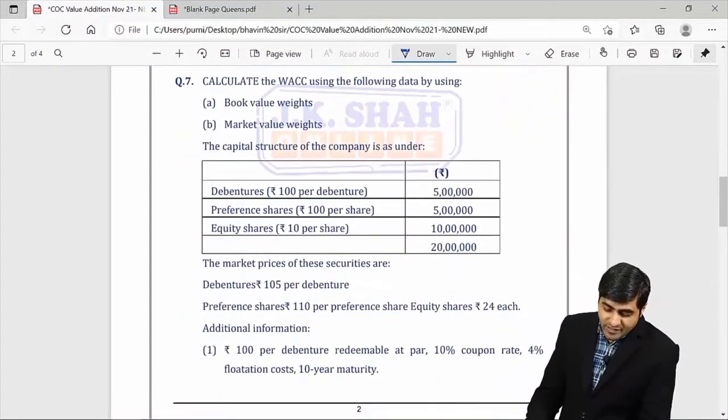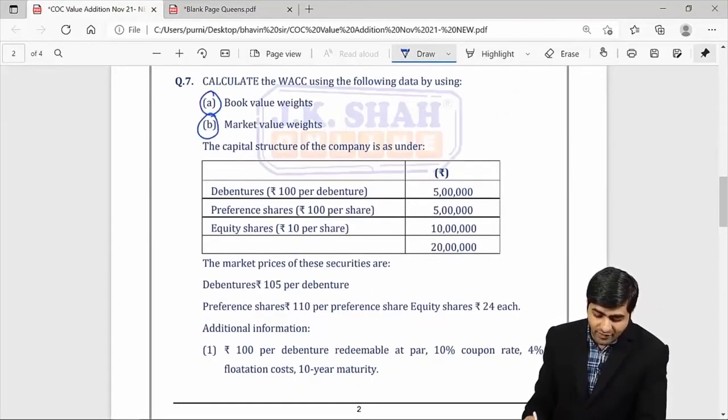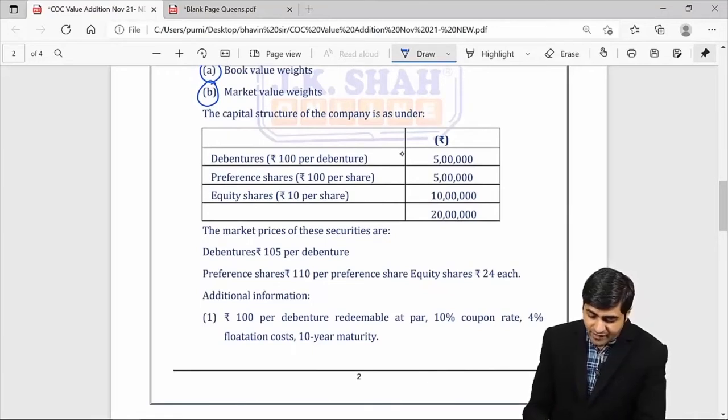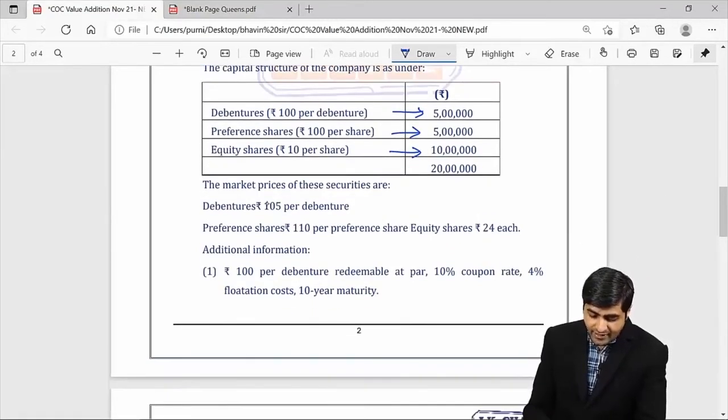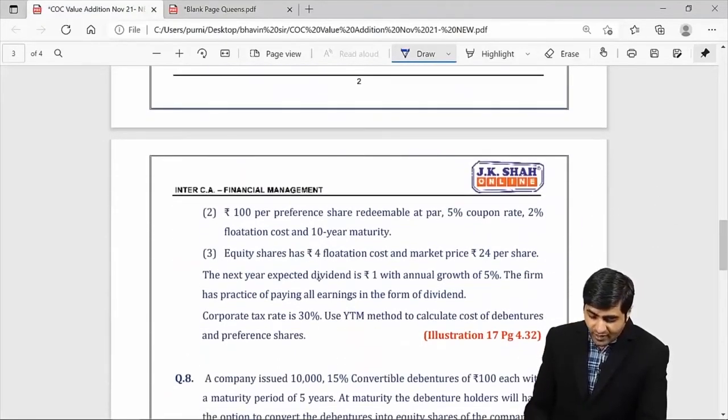Now in this particular question, see, you are required to calculate WACC using book value weights and market value weights, and we have the debentures available, we have preferences available, we have equity shares. And guys, the market price of debenture is 105, preference share is 110, and that of equity share is 24. And then you have this additional information available, and they have told you that the next year expected dividend is 1 with growth of 5%.